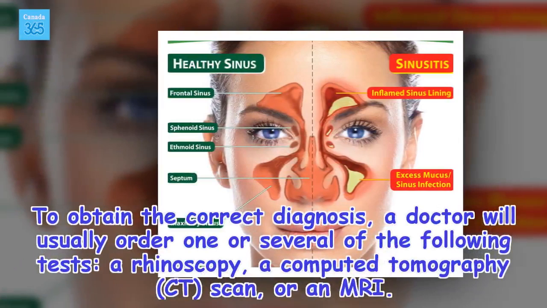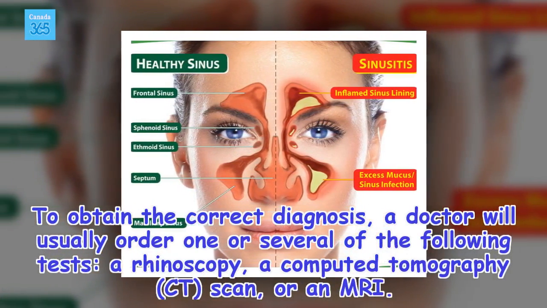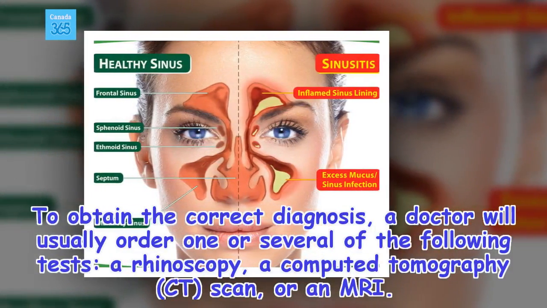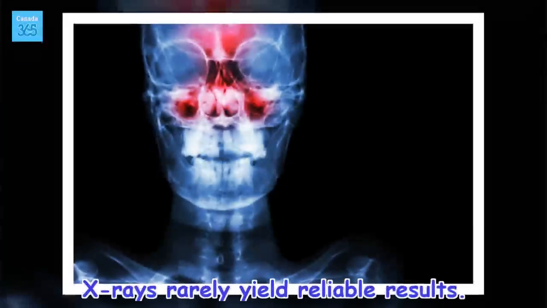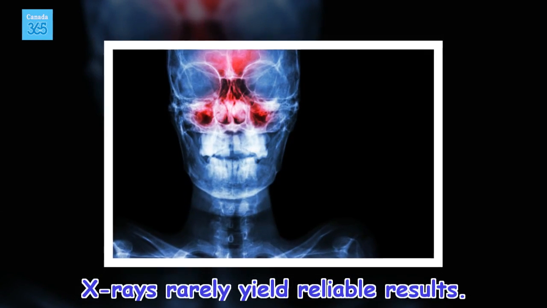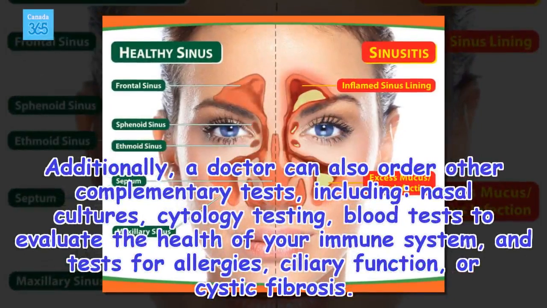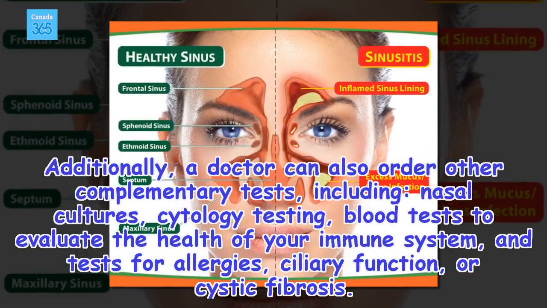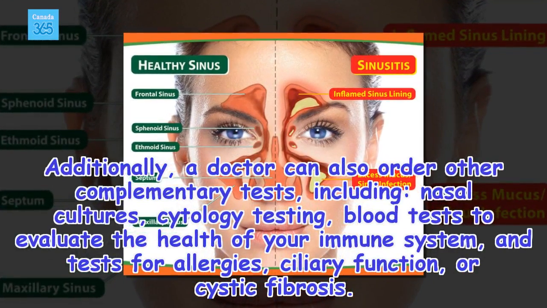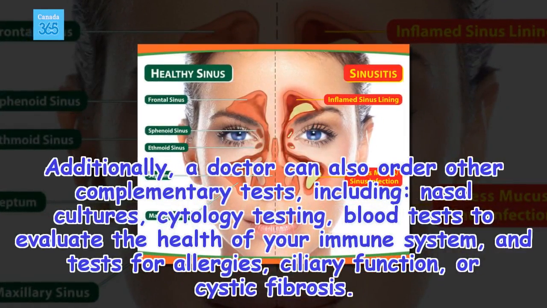To obtain the correct diagnosis, a doctor will usually order one or several of the following tests: a rhinoscopy, a computed tomography, CT scan, or an MRI. X-rays rarely yield reliable results. Additionally, a doctor can also order other complementary tests, including nasal cultures, cytology testing, blood tests to evaluate the health of your immune system, and tests for allergies, ciliary function, or cystic fibrosis.